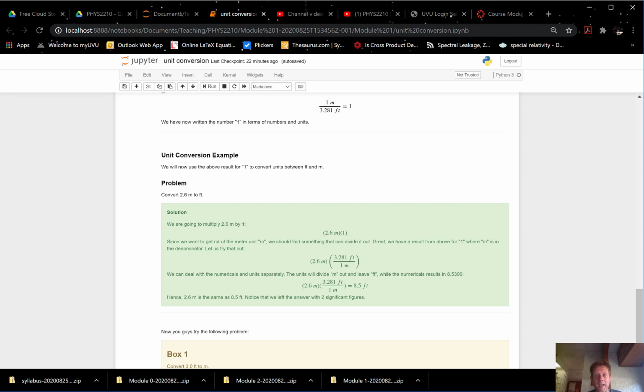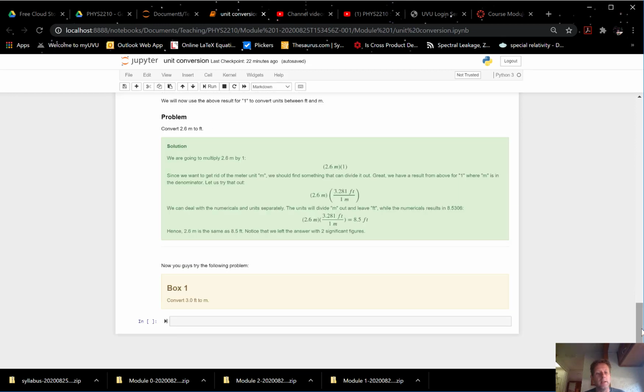And of course, there are many ways to multiply by 1. So the key to unit conversion is to find out how to write 1 in a suitable way that can help you convert your units. So in the last step here, I just have a box for you to try out. Convert 3 feet to meters using a similar approach.